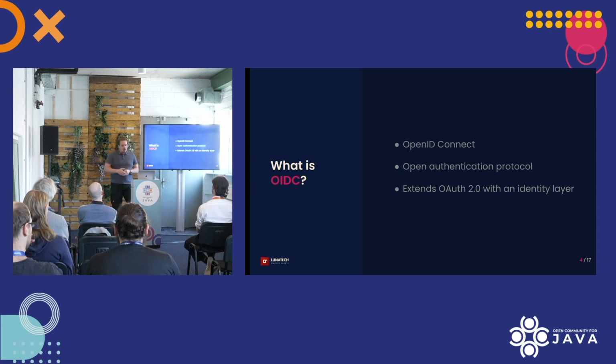Instead, they came up with OpenID Connect. It's not the same as OpenID. You also have the OpenID standard, so it's also XML-based, but this is OpenID Connect, all with REST endpoints and JSON configuration. It's an open authentication protocol, and it basically extends OAuth 2 with an identity layer. So on OAuth, we had an access token. With OpenID Connect, we can also have an ID token to see who the user actually is.